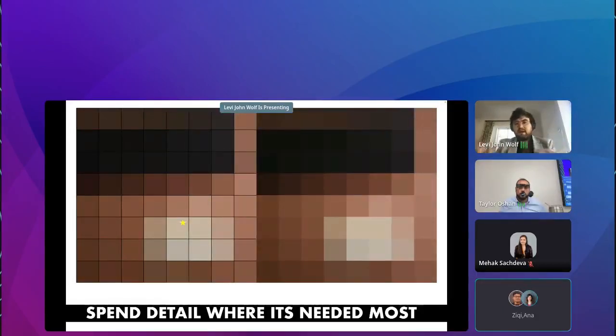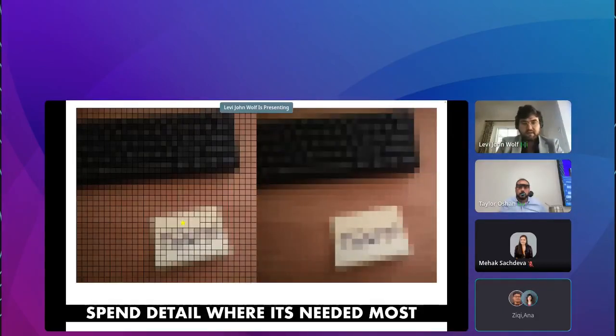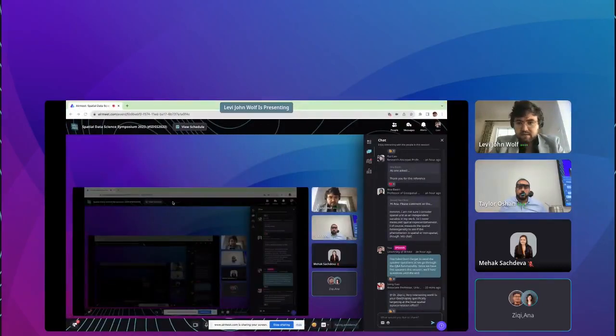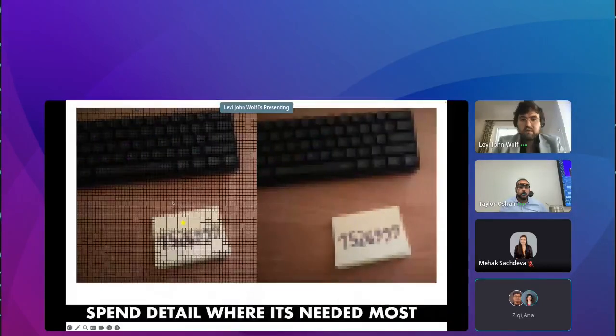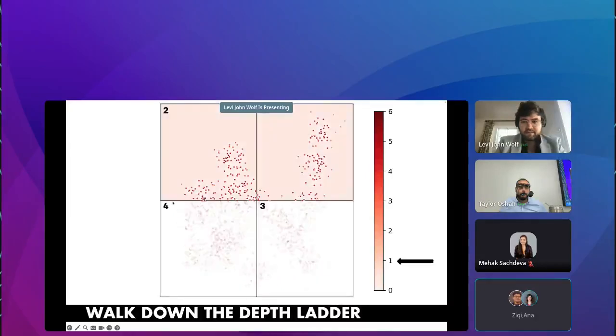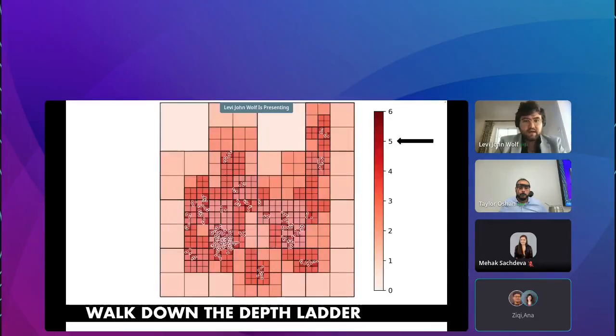So quadtrees are useful in a couple of different ways, and most people are familiar with the, sorry, what? We've got to wrap up. Oh, okay. I didn't realize that we were that short.